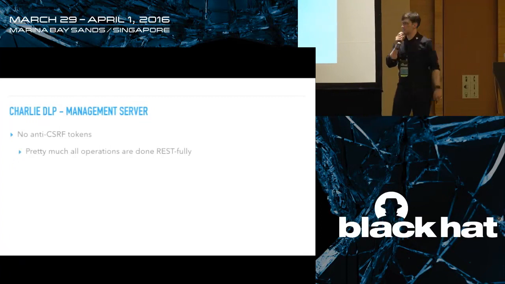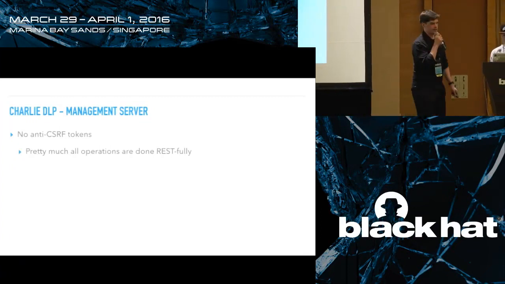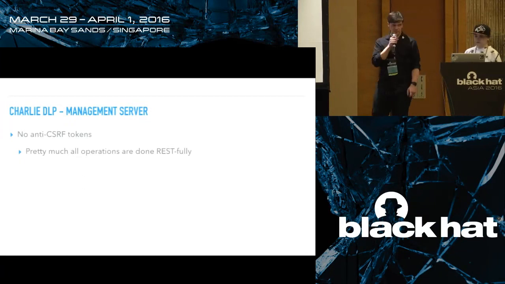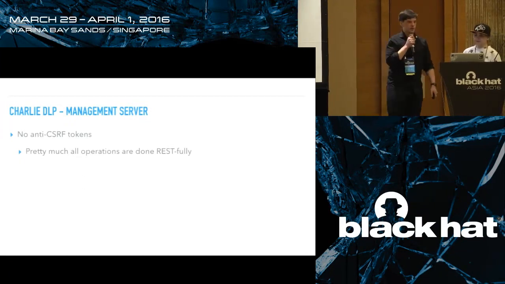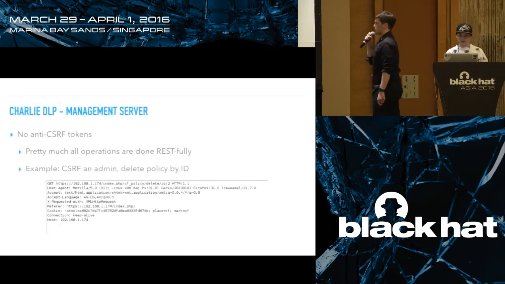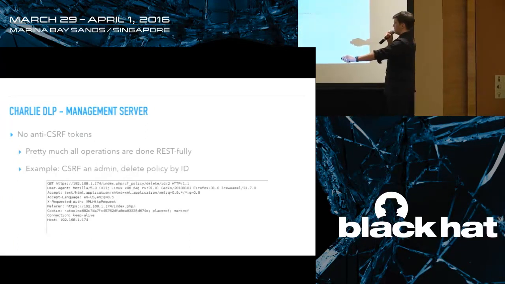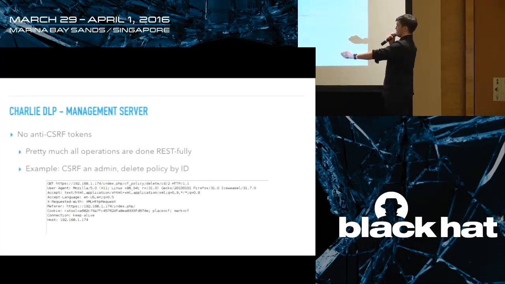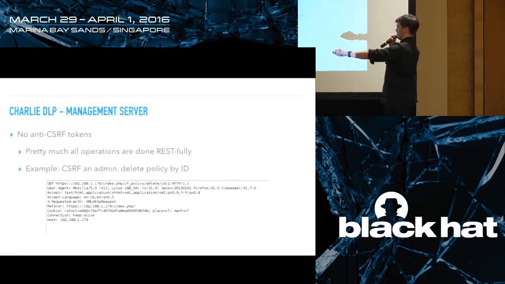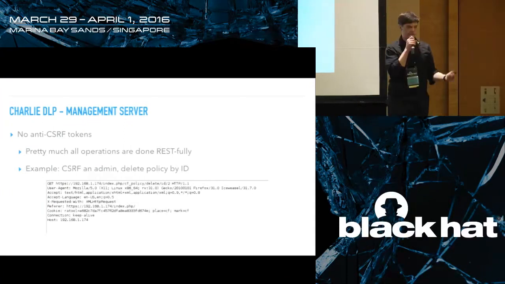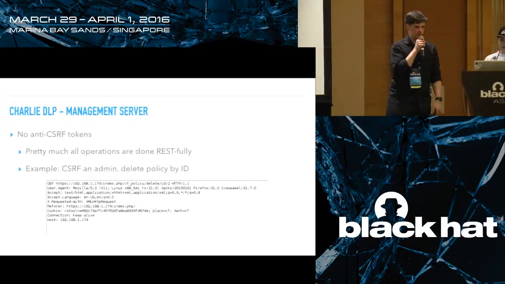Cool. So Charlie DLP: no anti-CSRF tokens at all anywhere ever. Most of their operations in their web interface are done RESTfully. So here's an example, cross-site request forgery against an admin. If you hopefully can see this, there's just a GET to index.php/whatever/delete/id/2, a distinct lack of any kind of token that would prevent me from doing that. And Bob's your uncle, you delete a policy. So that's kind of unfortunate.